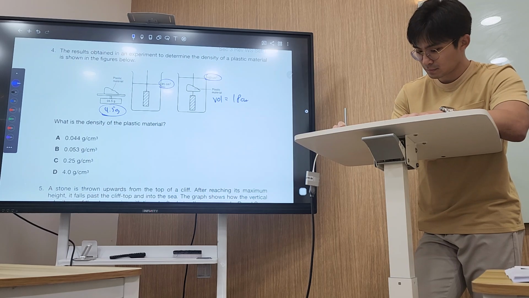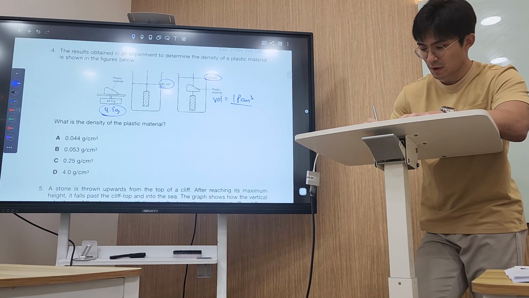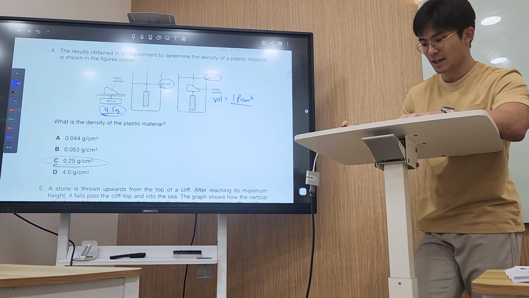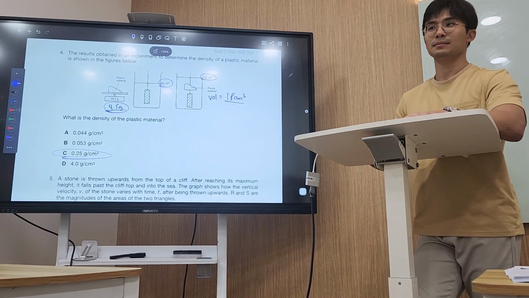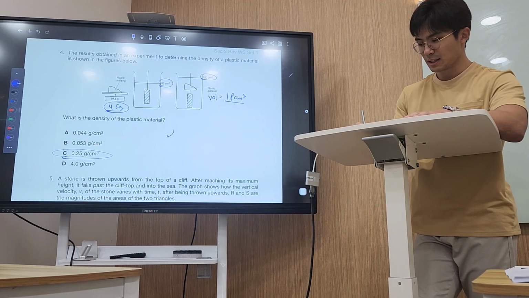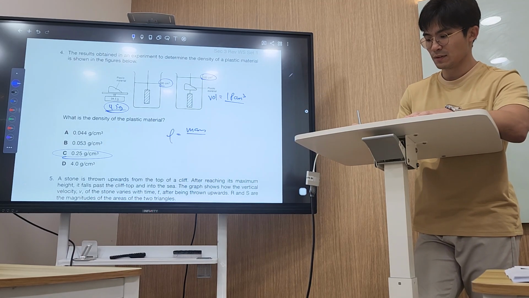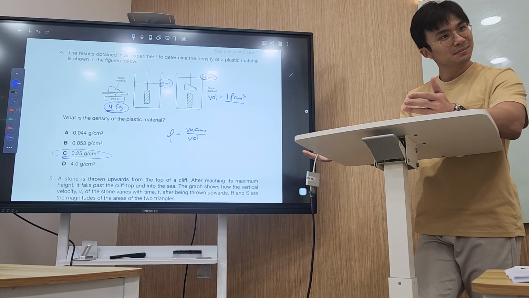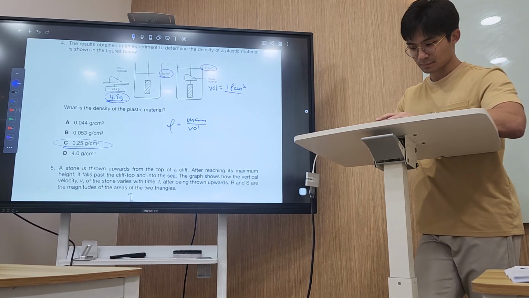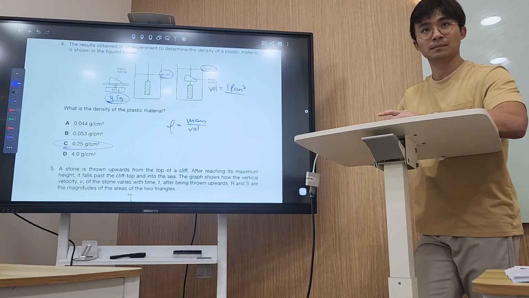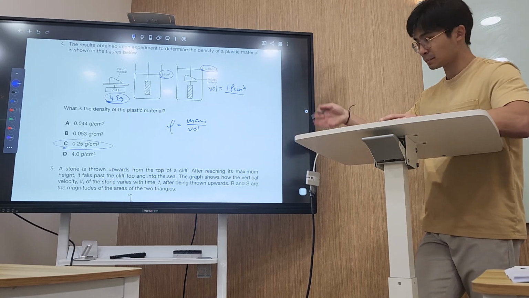18. So you have 18 cm cube, 4.5 grams, 0.25 grams per cm cube. Why? Density is mass over volume. Are we okay? Okay, use this as a form of revision.